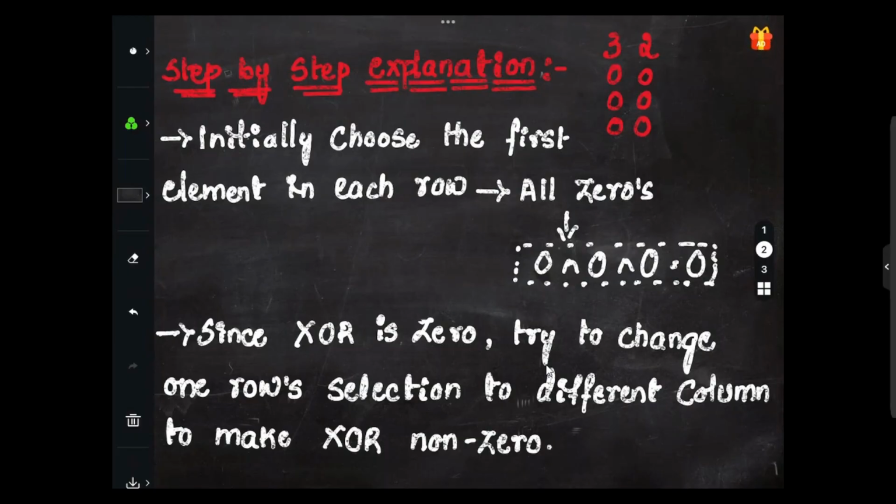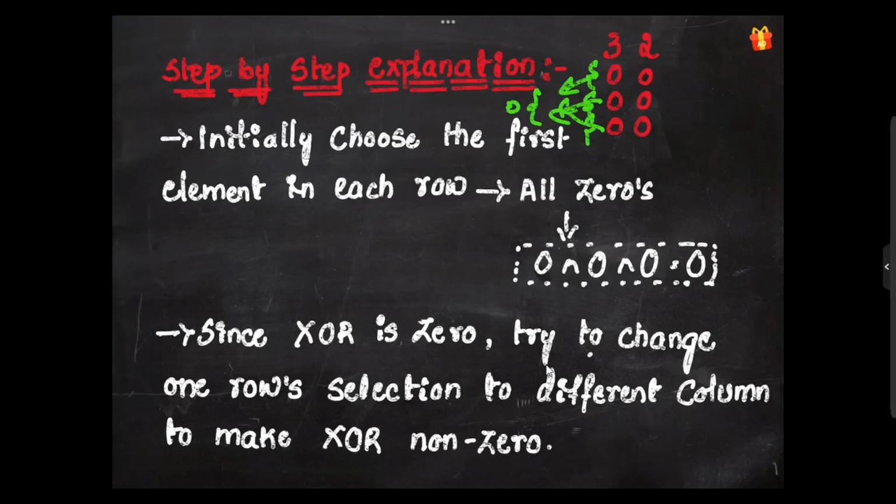We will choose the first element in each row, which means we have all the zeros here. According to the approach, initially we have to choose the first element in each row. First element in each row means this one 0, this one 0, this one 0. So these three. Here also we have 0, here also we have 0, here also we have 0, right? So initially we'll choose the first element in each row, all zeros.